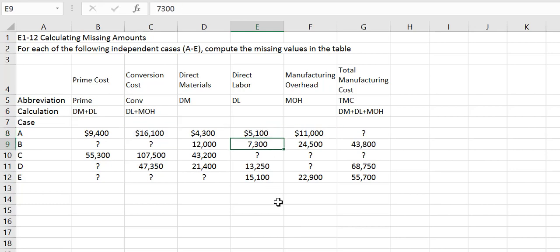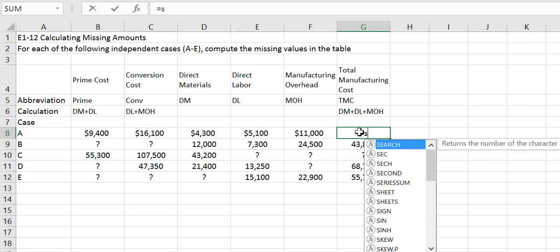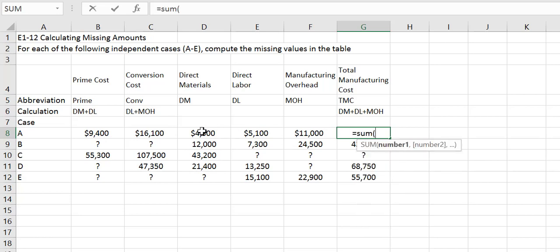Okay, 5,100, great. And then total manufacturing cost is simply the sum of the three product costs, materials, labor, and overhead. I'll just sum those up here.